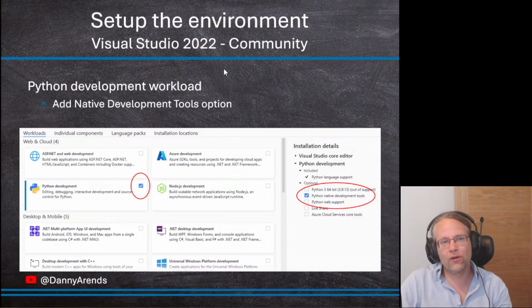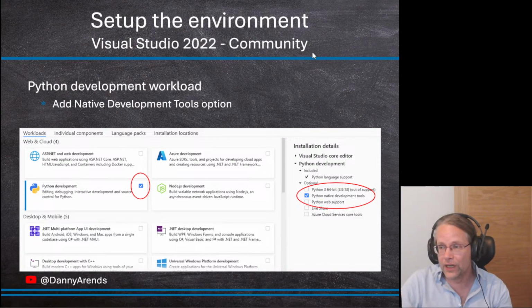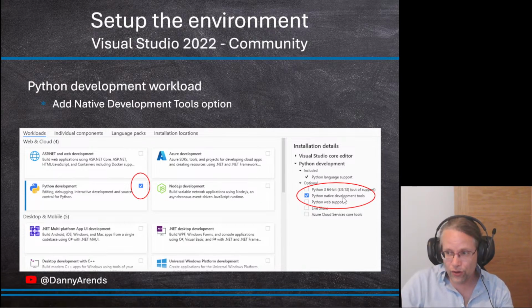So just download the Community Edition, which is the free edition, and then select the Python development option and make sure that you click Python native development tools. So if you're doing this too fast and you just forgot to click the native development tools, uninstall the whole thing and then reinstall it with the two correct options selected.